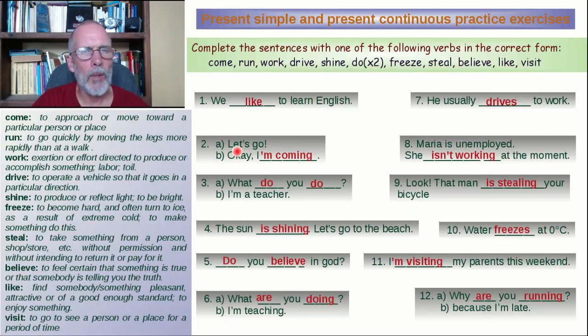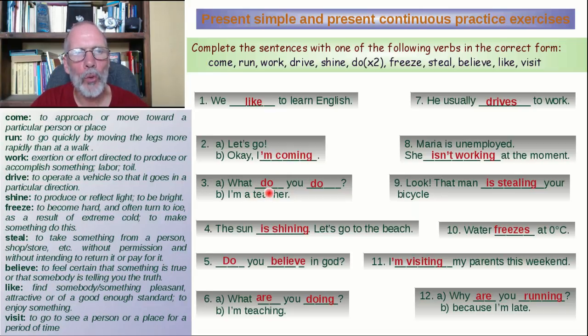like is a stative verb. Number 2, this is like a little conversation. So A said, let's go. That means let's leave now. So if you see this expression, it's now. This is an expression that will be used now in this moment. So the answer needs to be in the present continuous. And the answer is with the verb come. Okay, I'm coming.